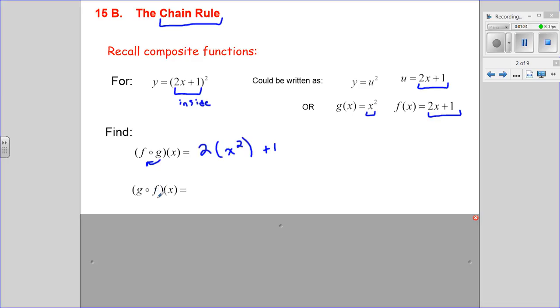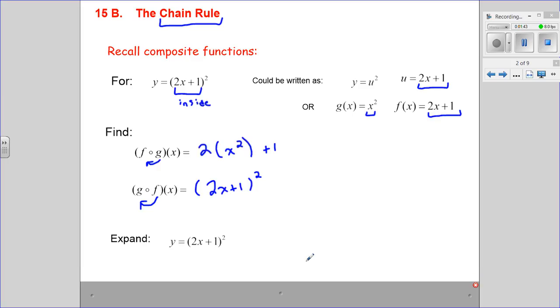Or if we were finding g of f of x, we would put f into g. And therefore, we would take something squared, because that's the skeleton of what g looks like, and then we would put the 2x plus 1 inside of g. So just remembering that we can identify an inside and an outside function.